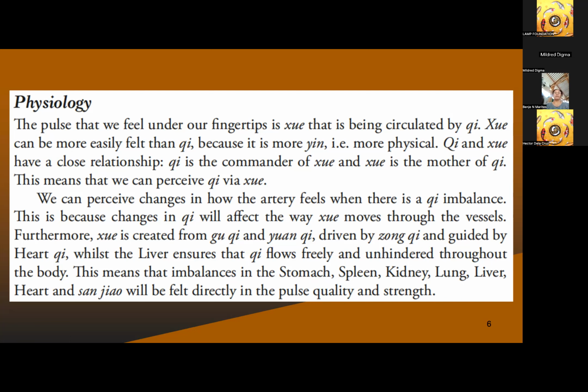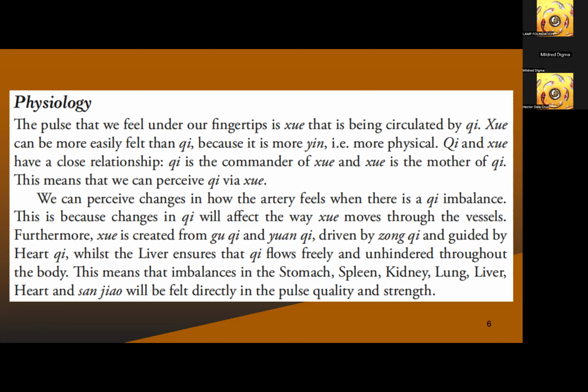Qi and shui have a close relationship. Qi is the commander of blood and blood is the mother of qi. This means that we can perceive the qi via the blood. We can perceive changes in how the artery feels when there is a qi imbalance, because changes in the qi will affect the way blood moves through the vessels.